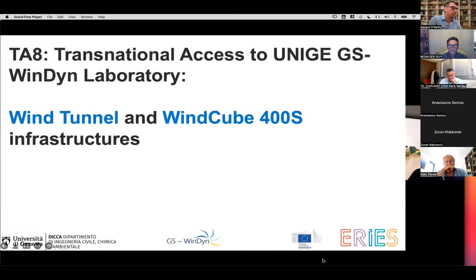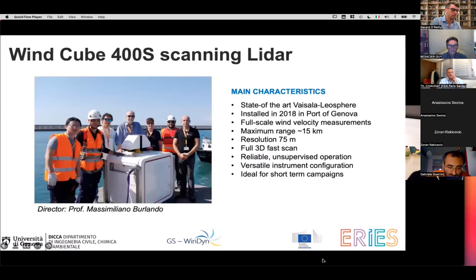The second facility that the University of Genoa will share during the project is a LiDAR to measure full-scale wind flow fields. The WindCube 400S is a state-of-the-art heterodyne pulsed Doppler LiDAR with the capability to take wind measurements up to ranges of 15 kilometers and 75 meters of resolution.